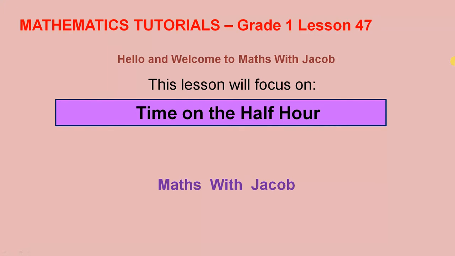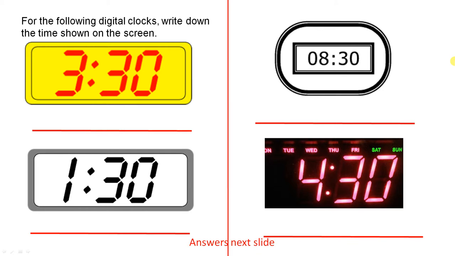This lesson will focus on time on the half hour. We have some more exercises here following on from the previous video. This time we're looking at time on the half hour. For the following digital clocks, write down the time shown on the screen. So if you want to pause the video to do the answers, you may do so now. I will now move on to the answers on the next slide.